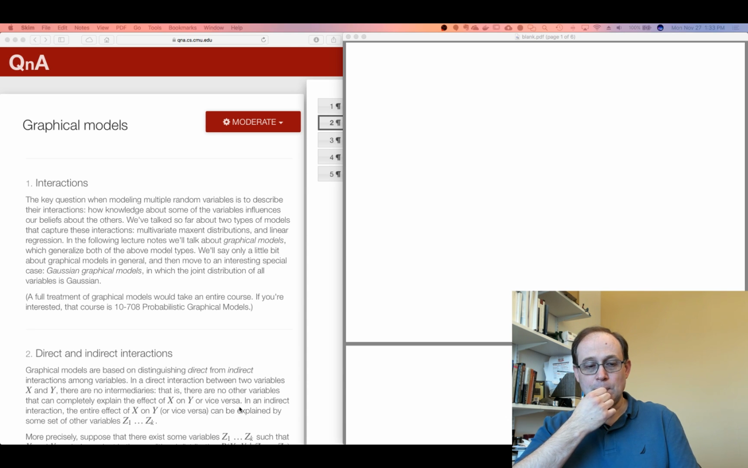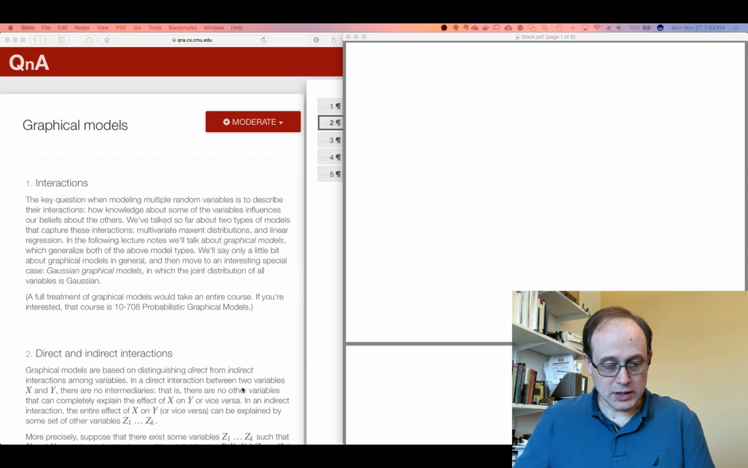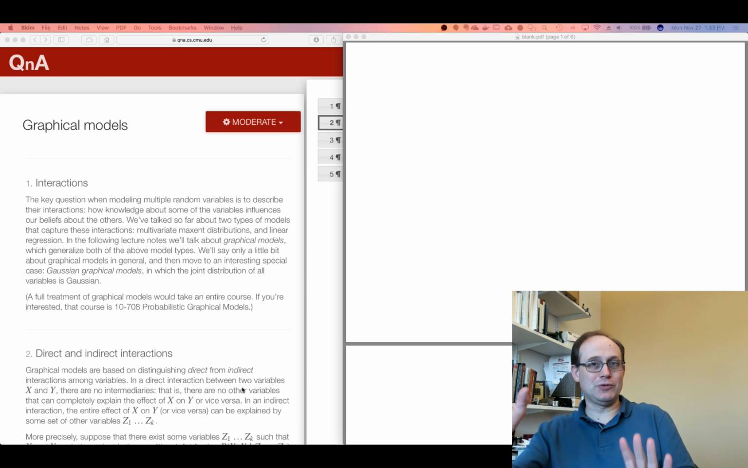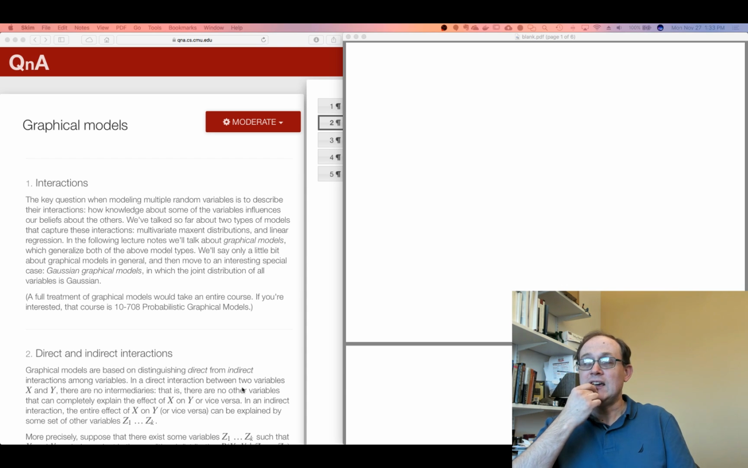To talk about graphical models, first I should put a disclaimer. We're only going to say a little bit about graphical models. You could take an entire course about graphical models, and in fact, our department offers one. It's a nice course. You should take it if you're interested in it. But what we're going to do is talk about just the high-level concepts in graphical models.